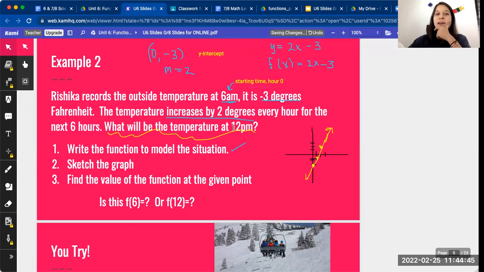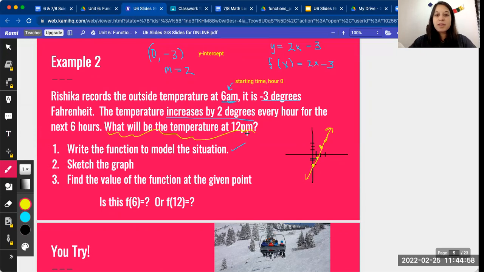How many hours have passed to get from 6 a.m. to 12 p.m.? 7 to 8 to 9 to 10 to 11 to 12. So 6 hours have passed. So really what we're finding is f of 6. So they're asking us here at 12 p.m., 6 hours have gone by. So I'm really finding f of 6. And so it tells you right here, which is it? Well, it's this one. Because if we're using f of 12, that would mean 12 hours have gone by and it would be 6 p.m. We're looking at noon. So now I can just solve my equation by plugging in 6 for x.